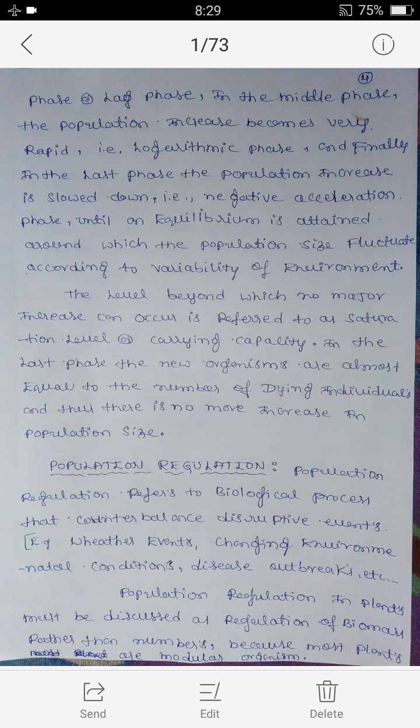This is about population ecology and characters of population ecology and population growth curves and population regulation. Thank you.